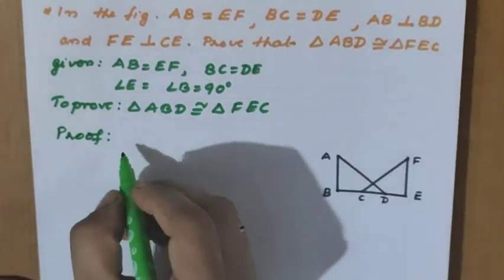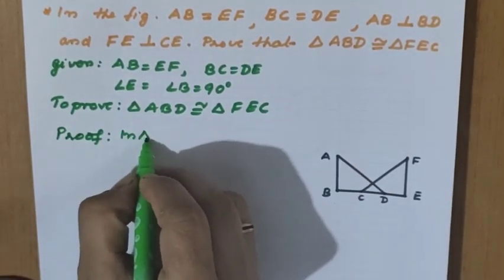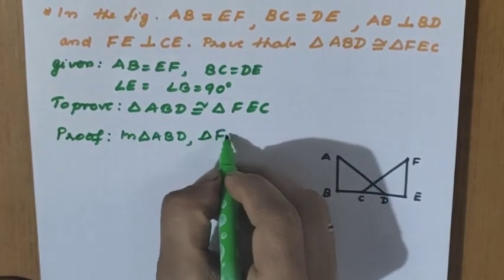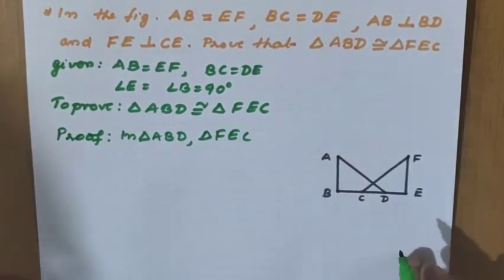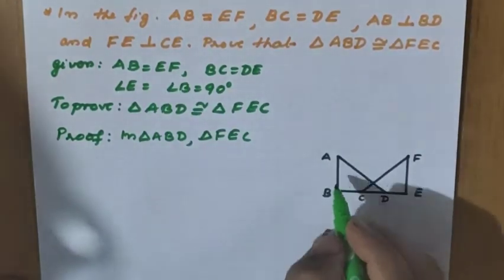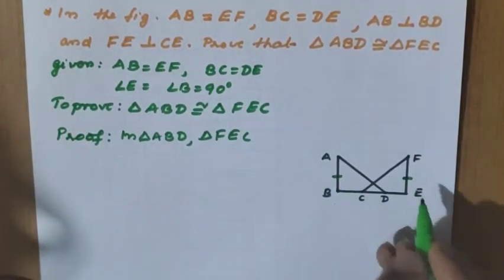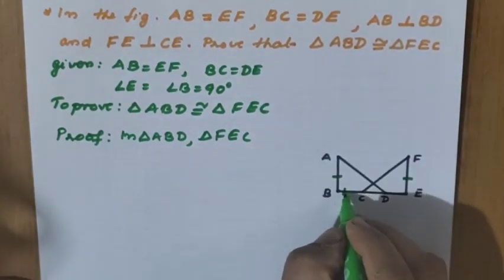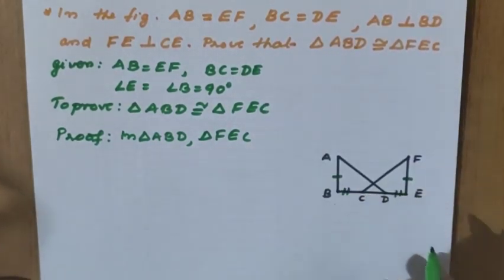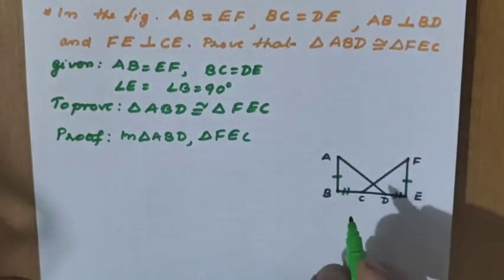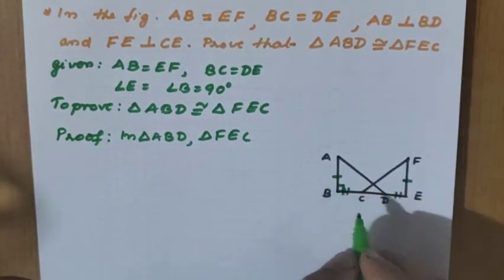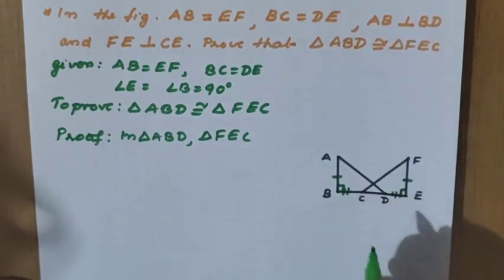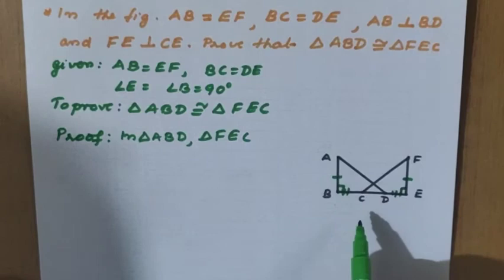Okay, which are the triangles? It is told in triangle ABD and triangle FEC. Now you compare, what are the equal sides given? AB equal to EF, so I can mark here AB equal to EF. BC equal to DE, so this is the second equal side. Next, AB perpendicular to BD, so this is 90 degree. Similarly, here also 90 degree only, right? But here we want ABD only.